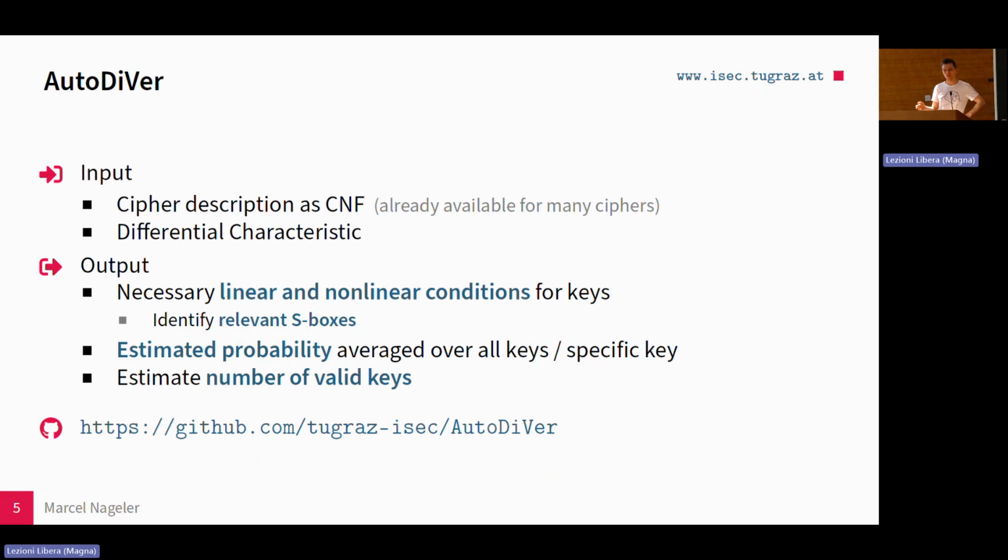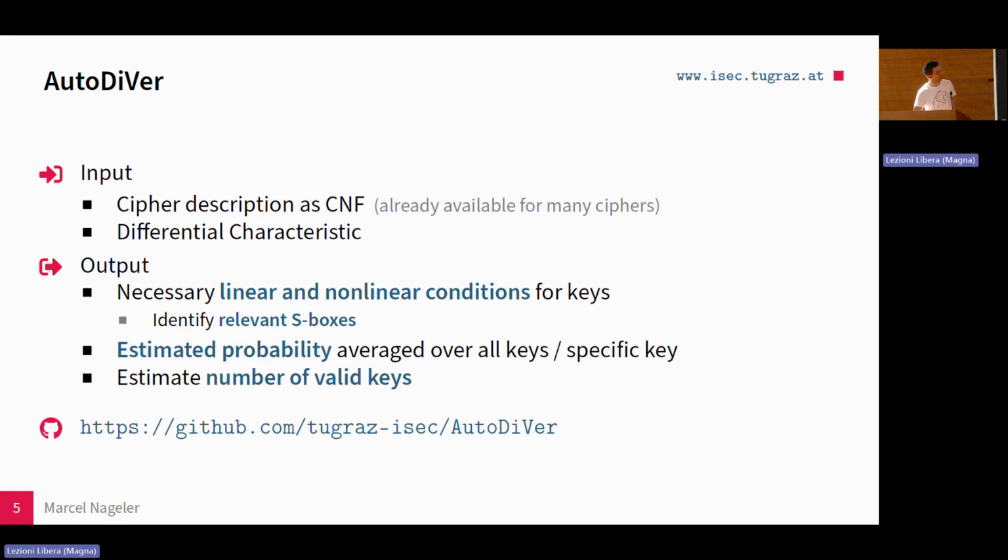We also have the nice property that for the linear conditions, we know that they are complete, so we don't miss any linear conditions. And when you have these conditions, it can also tell you where they come from, like which S-boxes cause which condition. It can estimate the probability averaged over all keys, similar to what we saw before, and it can estimate the number of valid keys.